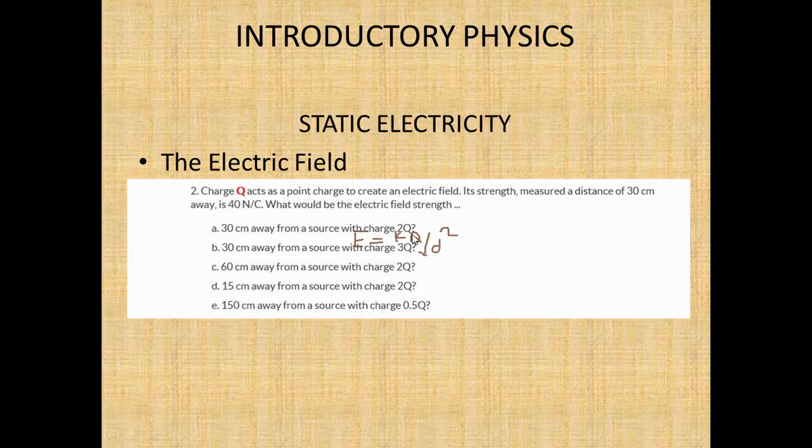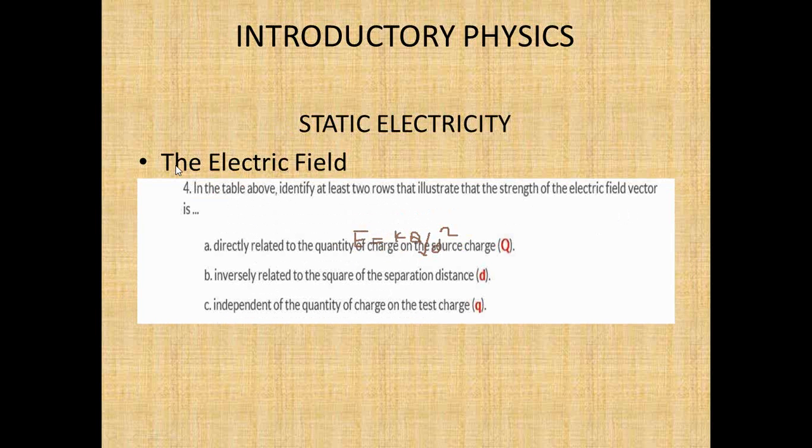Again, if you double the charge, because electric field strength varies directly with the charge, it's going to double the electric field strength. Because if you multiply this by 2 to get 2 times Q, you have to multiply this to maintain the equation. So the electric field strength is going to be doubled. So you're just plugging it into the equation. That's all you're doing.